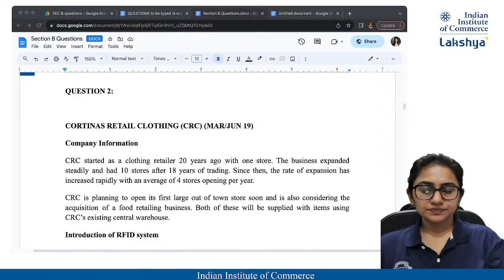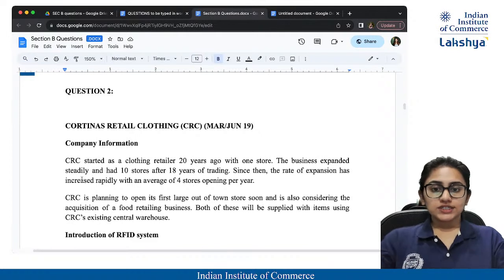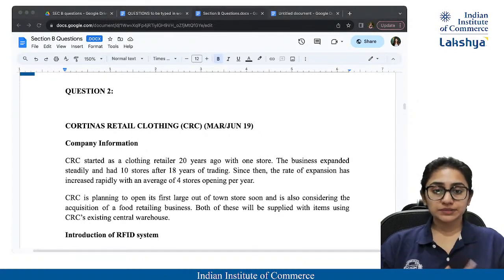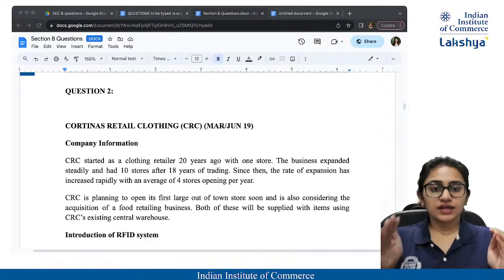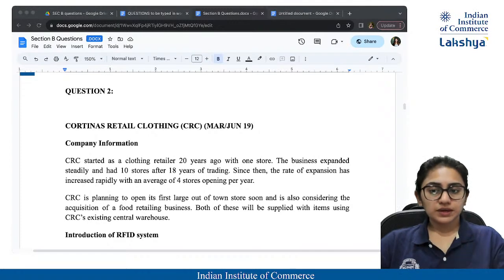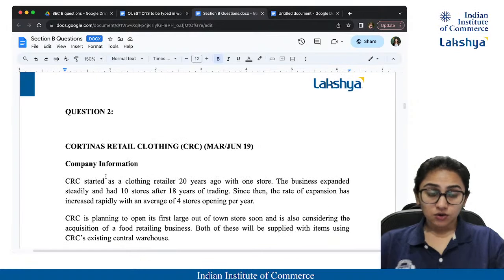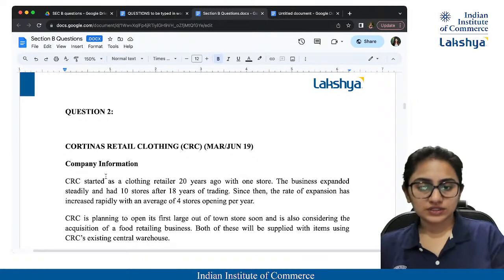So we'll continue. Question 2. Cortina's Retail Clothing, CRC, and this is a March-June 2019 question. So it's a past exam question, and all the questions that I'm taking are past exam questions only. You can find it in any of the examination kits that you follow, because all the examination kits are the same. They have like an amalgamation of all the past exam questions. So you can find it in any of the brands' exam kits. Also, ACCA has launched the Study Hub. There also you can find these questions.